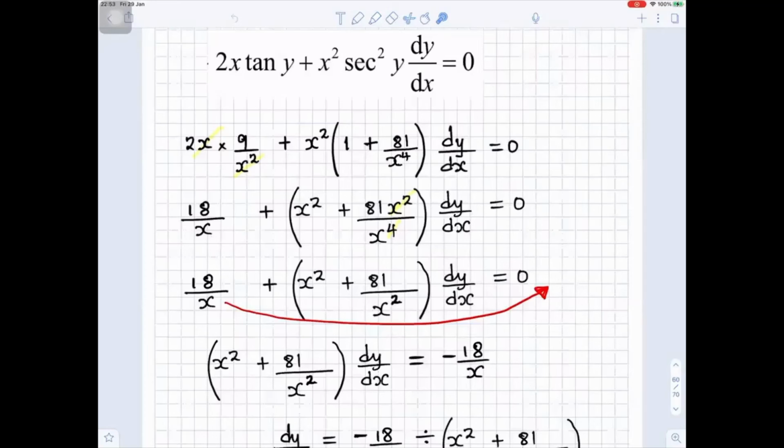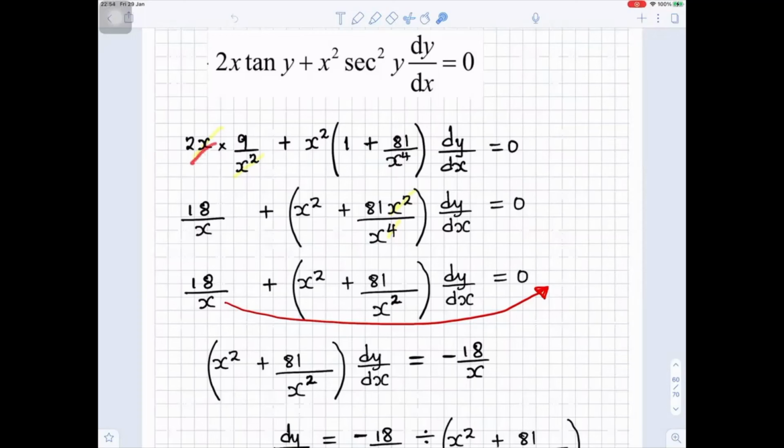So going now to our differential, the 2x stays the same. Tan y becomes 9 over x squared. X squared stays the same. Sec squared y now becomes 1 plus 81 over x4. So sec squared y is replaced with 1 plus 81 over x4. And dy over dx stays the same. The equals sign stays the same. And the 0 stays the same.